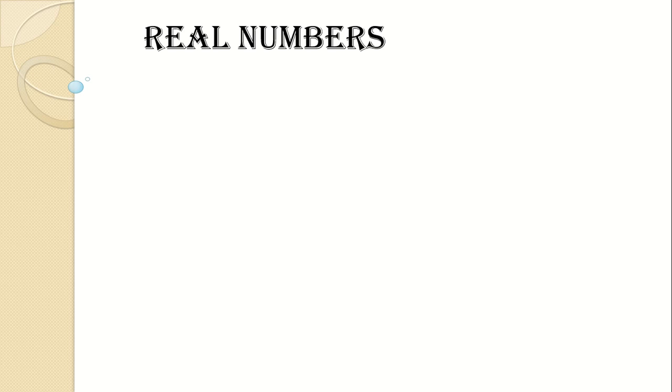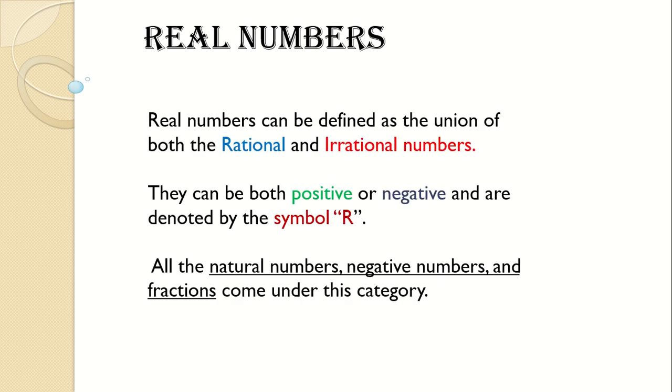Real numbers, just a quick definition of it. Real numbers can be defined as the union of both the rational and irrational numbers. In detail, of course, we are going to see what are rational and what are irrational numbers later on. They can be both positive or negative and are denoted by the symbol R. All the natural numbers, negative numbers and fractions come under this category, that is the category of real numbers.